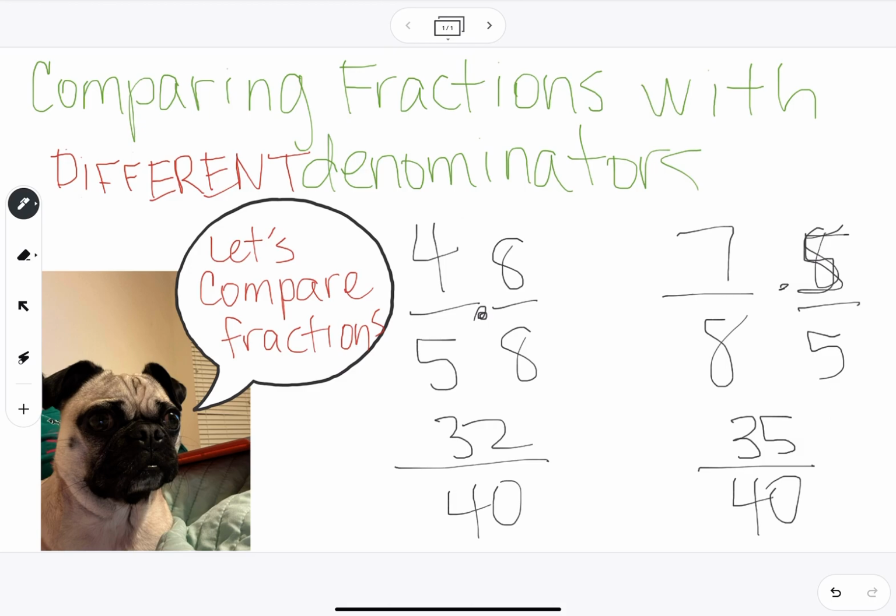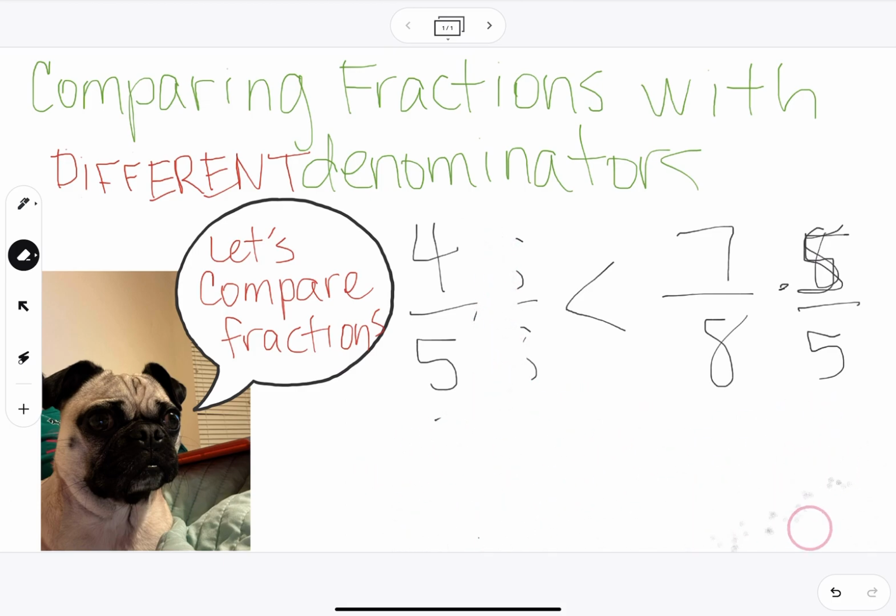So 32 is less than 35. So we can say that 4/5 is less than 7/8. We can also verify that by looking at the decimal.